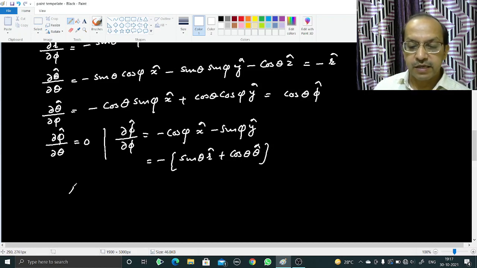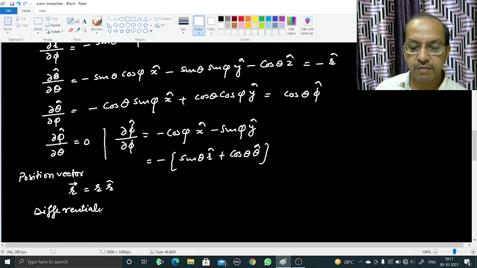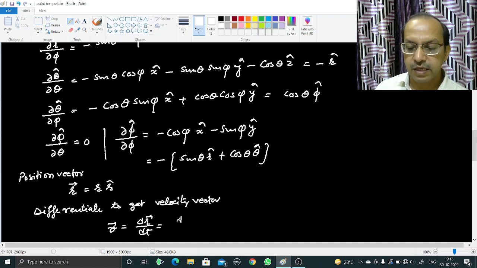Now we will start with the position vector. The position vector r can be written as a magnitude and the direction, that is the unit vector. Now I differentiate it to get the velocity vector. That means v will be equal to dr dt. So it will be equal to dr over dt r cap plus r dr cap dt.